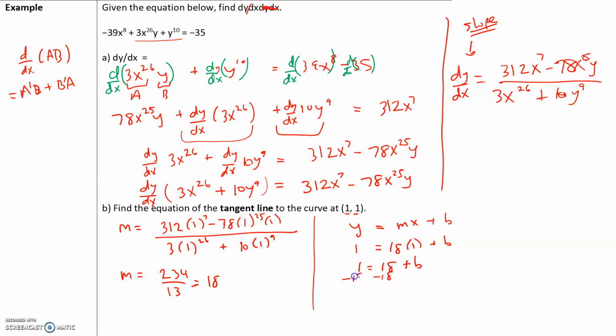I subtract 18 from both sides, and we get b is equal to negative 17. So my equation is y equals 18x minus 17. That is the slope of the tangent line.